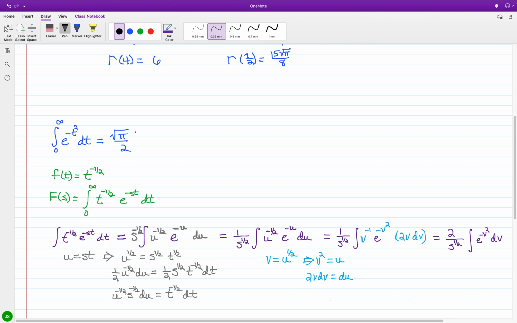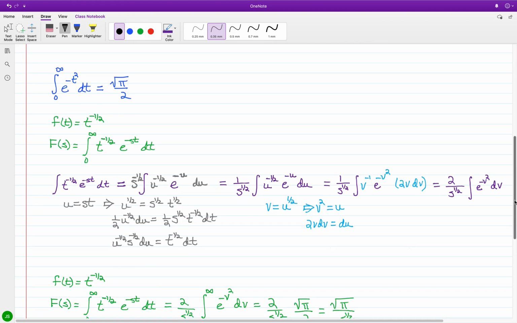Let's say we use as a foundation f of t equal to t to the negative 1/2. For the Laplace transform, you would have the integral as t goes from 0 to infinity of t to the negative 1/2 times e to the negative st dt. If we look at this through the lens of integrating, it's kind of complex, so we're going to use substitution.